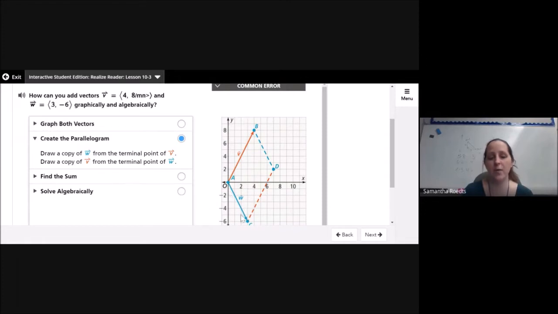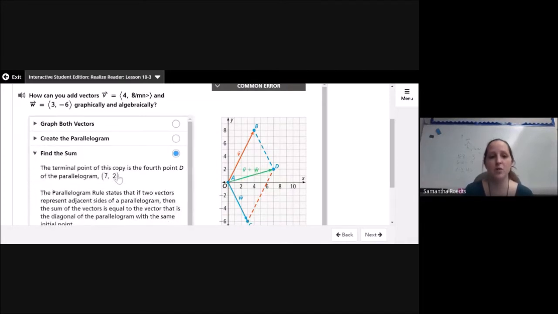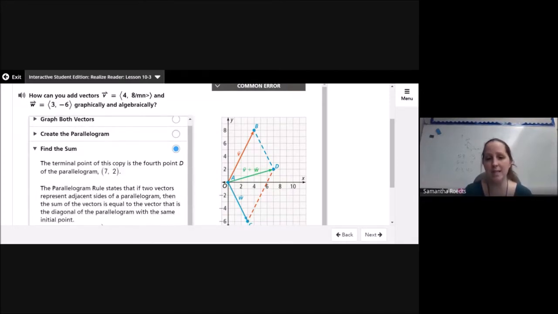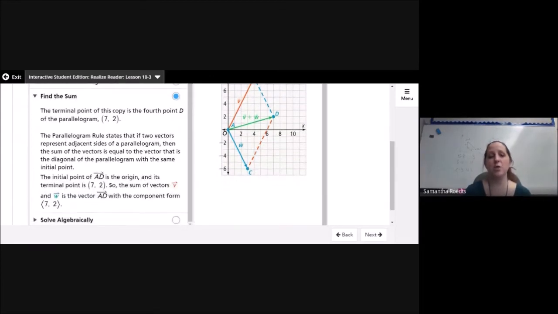So I draw a copy of my w vector with the terminal point at v, and then I draw a copy of v with my terminal point at w, and then I find the sum. So the terminal point of this copy is the fourth point D of the parallelogram, which is 7, 2. So the parallelogram rule states that if two vectors represent adjacent sides of a parallelogram, then the sum of the vectors is equal to the vector that is the diagonal of the parallelogram with the same initial point. The initial point of vector AD is the origin, and its terminal point is 7, 2. So the sum of vectors v and w is the vector AD with the component form 7, 2.